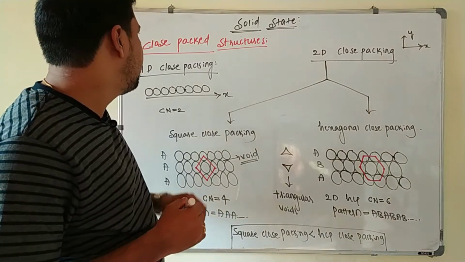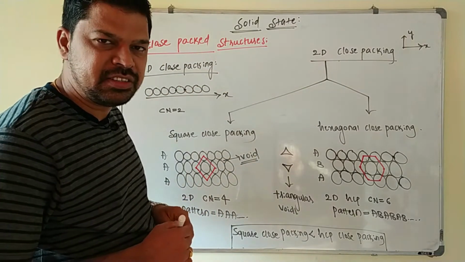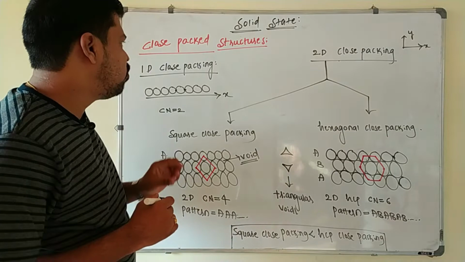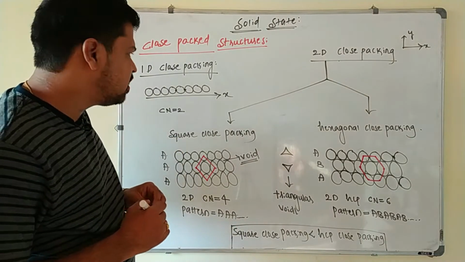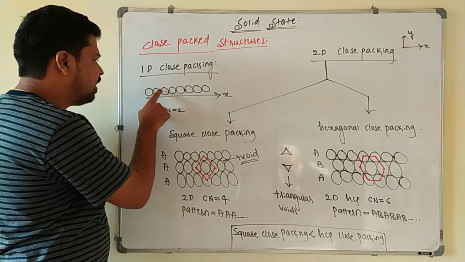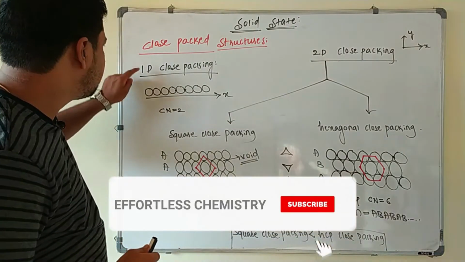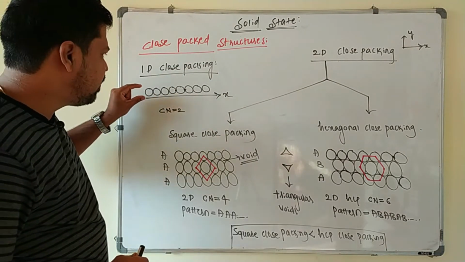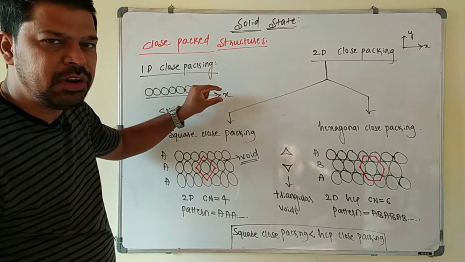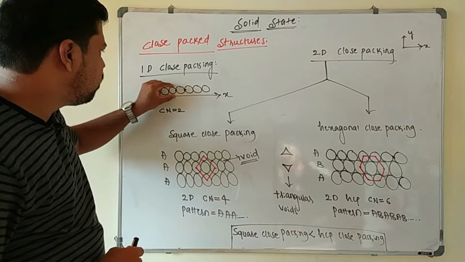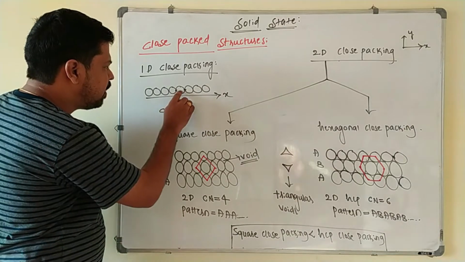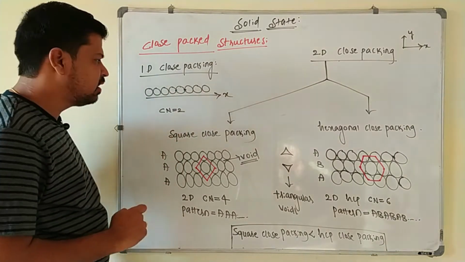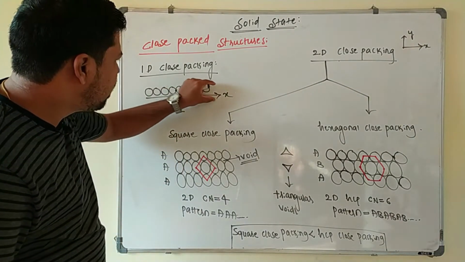So the next important point is close packed structure. Here each constituent particle is considered as a hard identical sphere. In one dimensional close packing, these spheres or constituent particles are arranged in only one direction. They are arranged in a row, so that each sphere is in touch with the other. In this one they are arranged in one direction.